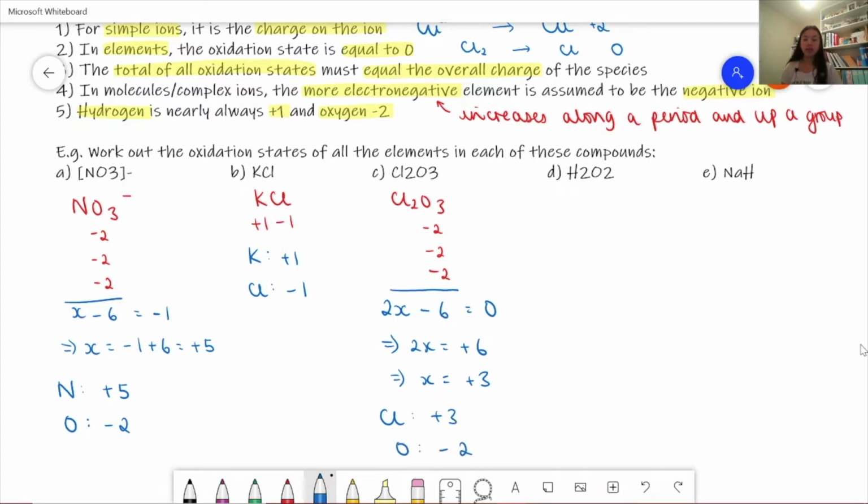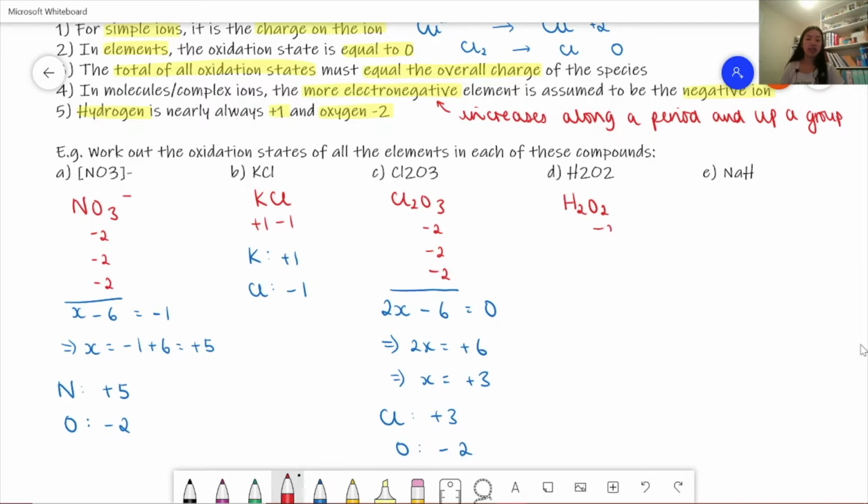And then for hydrogen peroxide, this is a bit of an anomaly because we have both hydrogen and oxygen, and we have the rule that hydrogen is nearly always +1 and oxygen is nearly always -2. And so it can be difficult to see which one we actually give the +1 to and the -2. But actually we give oxygen -2 instead of giving hydrogen a +1. So this is just one of the ones where you need to remember what happens.